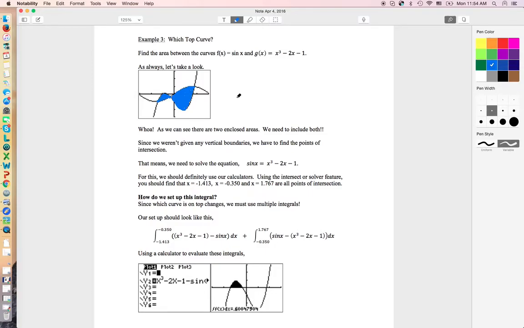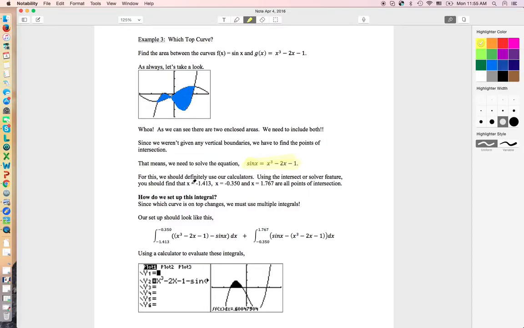So here are the 2 areas that we need to find, and in order to be able to find them, we need to figure out exactly where these 3 points of intersection are occurring. So what we need to do is to solve this equation right here. And I would just say good luck to you with that if you don't have a calculator. So we're going to make this a calculator example. So you can get out your calculator and do your intersect feature or use your solver feature.